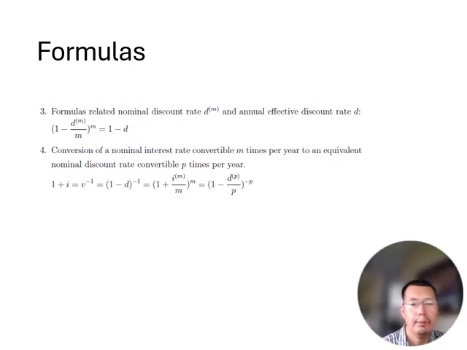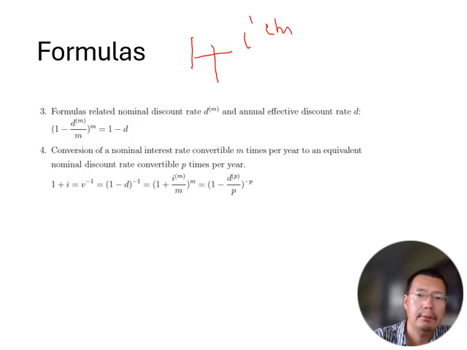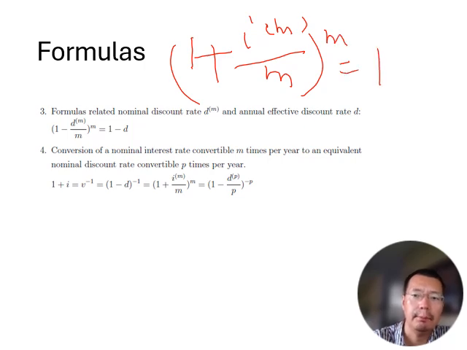Okay, below are some formulas that you will have to know. First is the formula relating the nominal discount rate and the effective discount rate d. So (1 minus d_m over m) to the power of m equals 1 minus d. This is very similar to the effective interest rate concept where (1 plus i_m over m) to the power of m is equal to 1 plus i. So the discount is just a minus d in this case.